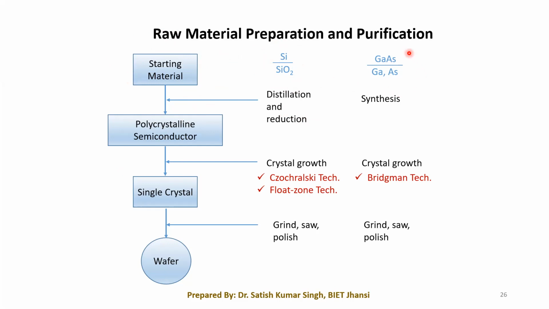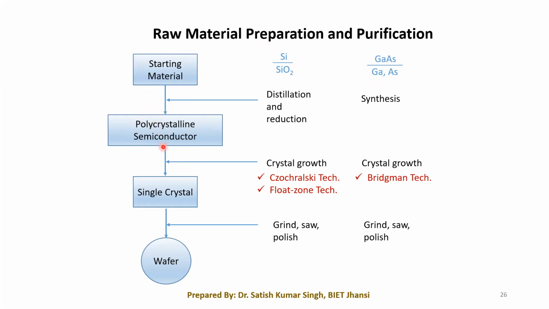For the case of gallium arsenide, we will have our starting materials as gallium and arsenic. We need to synthesize it: we need to make a reaction between the gallium and arsenic, and then we get the gallium arsenide. But in the case of silicon, we have quartzite as a starting material, which is SiO2. From this starting material, we have to get the polycrystalline semiconductor. This is our step.